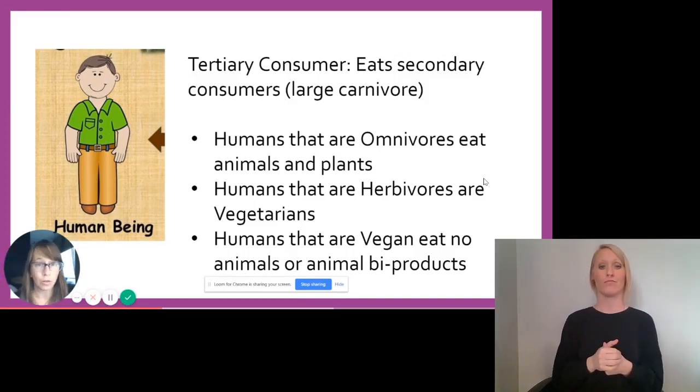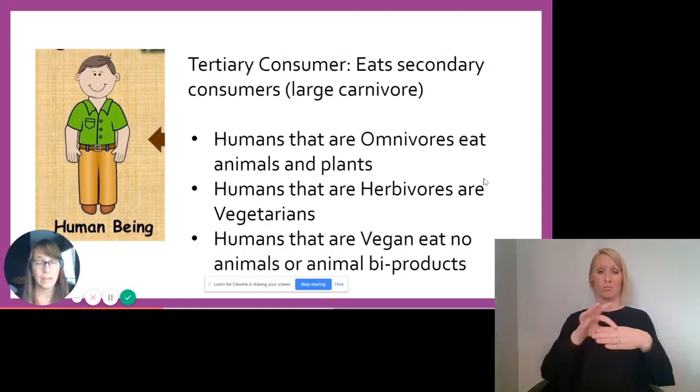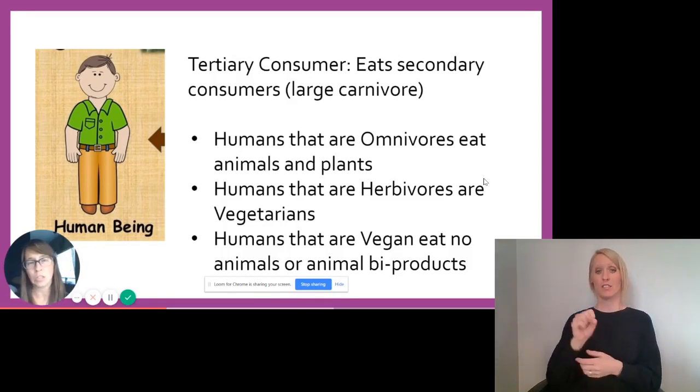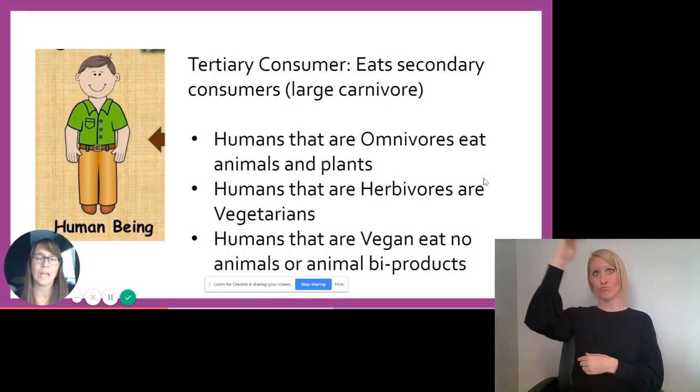They're considered a large carnivore, right? If you put this in a Lion King type of food chain, Simba was at the top, a lion. Us humans aren't strictly just carnivores, okay? We eat a lot of different things.